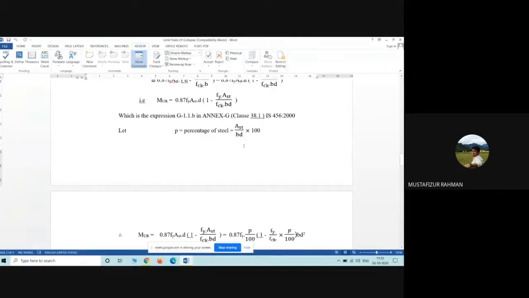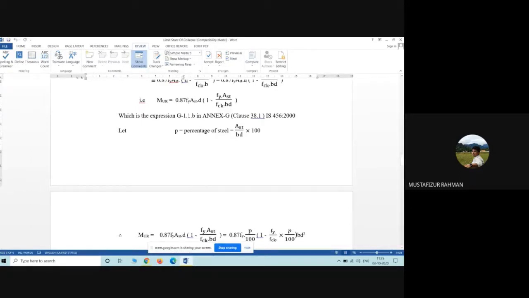Now, whatever expression we had got in our code, MU what? Moment of resistance. MU is the factored moment of resistance. M suffix capital U is the factored bending moment, and M suffix capital U capital R is the moment of resistance. Some authors utilize small letters, some utilize capital letters, but I like capital letters, so that's why I'm writing this. Not necessarily, but you ought to write.